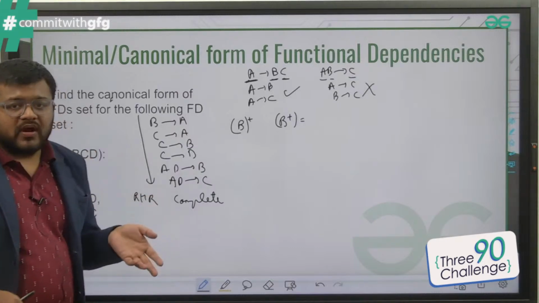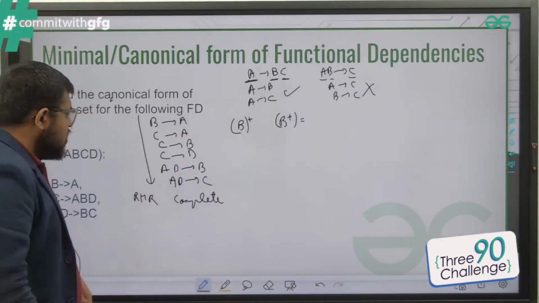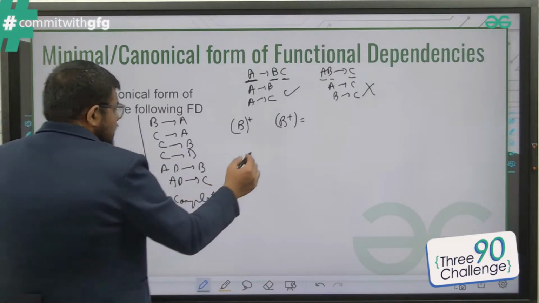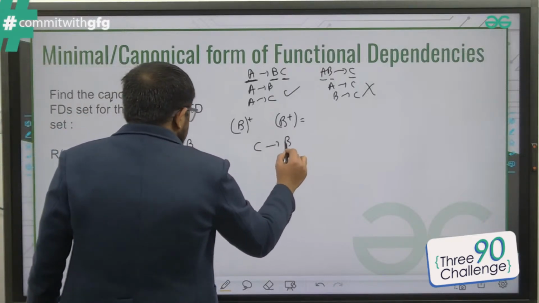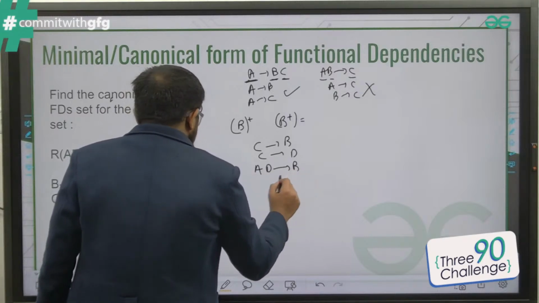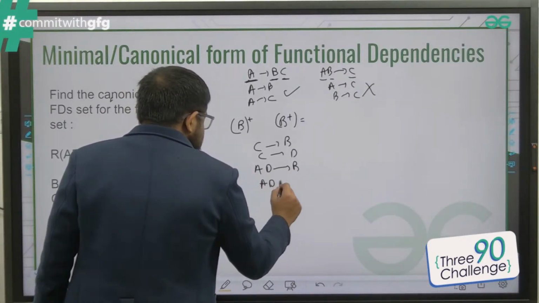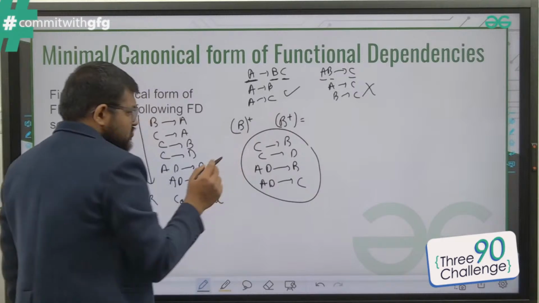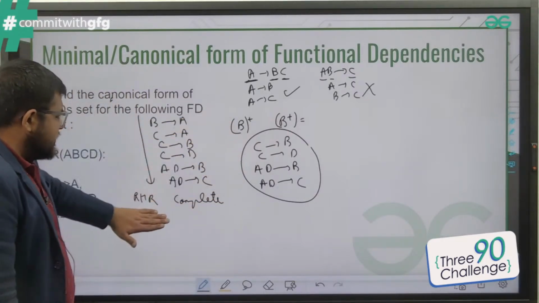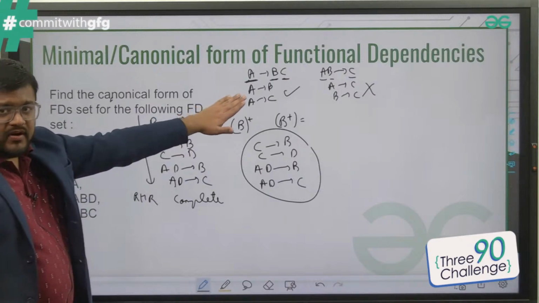Once you do that, how can you remove the left hand side redundancy? For example, just a random take. Let's say finally you are left with C gives me B, C gives me D, AD gives me B, and let's say AD gives me C. Finally you are left with this. I'm just randomly taking it. So your right hand side redundancy is gone, and complete redundancy is gone.